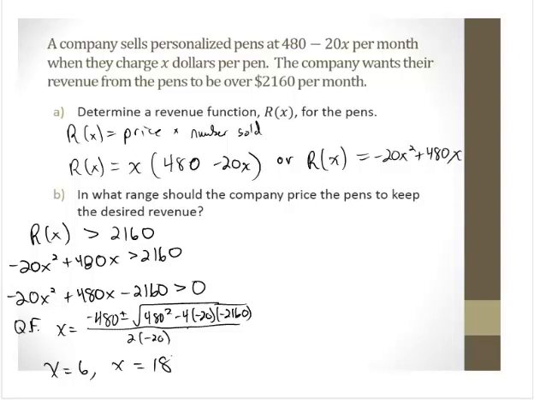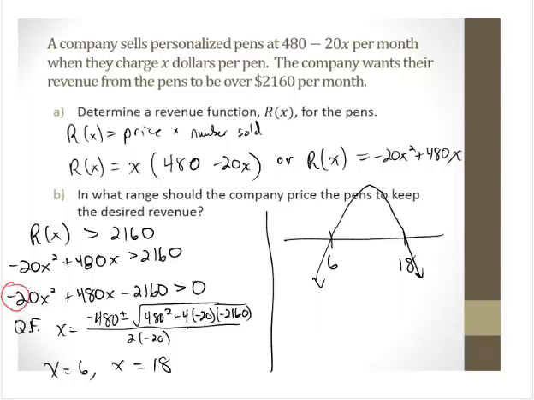All right, so now, again, if we think graphically, we have a parabola opening down. Here's 6 and here's 18, and very roughly we get a parabola doing this. Because we have a negative 20x squared, the parabola opens down, and we want greater than 0, so we must be in this part of the graph, which means our values for x must be between 6 and 18.